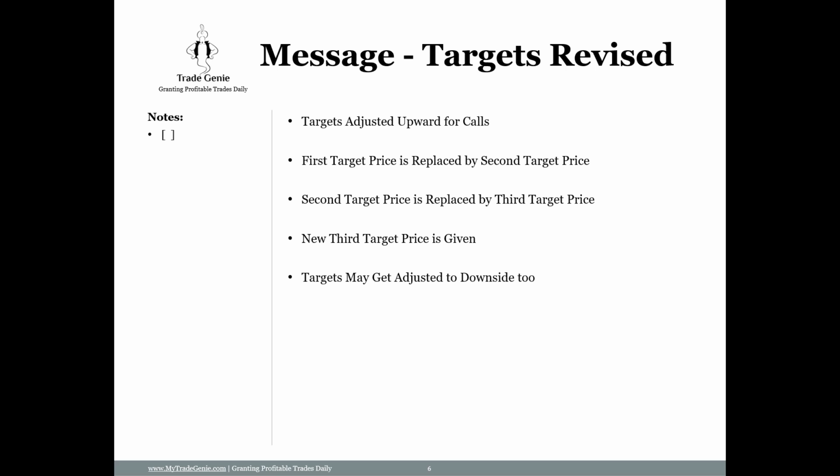So I'll show you what messages I send for the trade to exit. So there are multiple exits. So the target is adjusted to the downside also. Target gets adjusted downside. There could be many reasons.